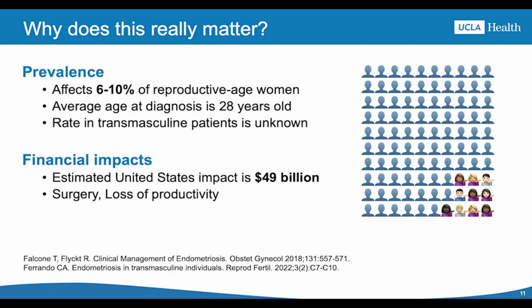Endometriosis affects 6 to 10% of reproductive age women. The average age of diagnosis is 28 years old. Sometimes we think the reason that the average age of diagnosis is so late is not because that's when someone became symptomatic, but because it can take 7 to 9 years to get to a diagnosis on account of trying other things first.